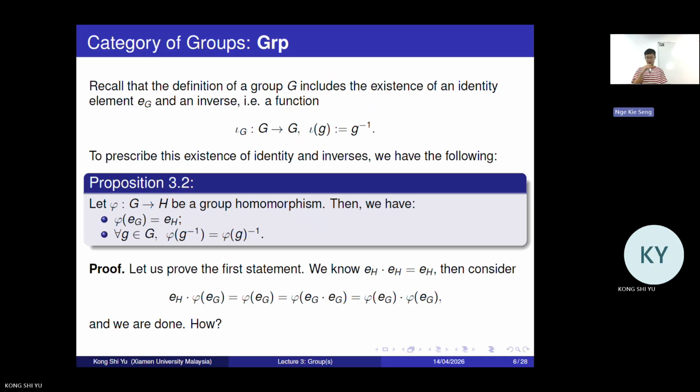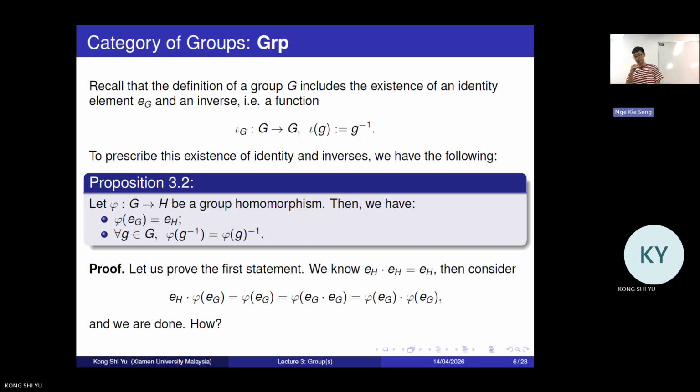For the first, we have two statements. The first statement says that when you send the identity of group G into phi, it produces the identity in H. How to prove this? We know that EH times EH equals EH, because identity times itself is itself. Now we consider EH times phi EG. Since EH is the identity, this produces phi EG.